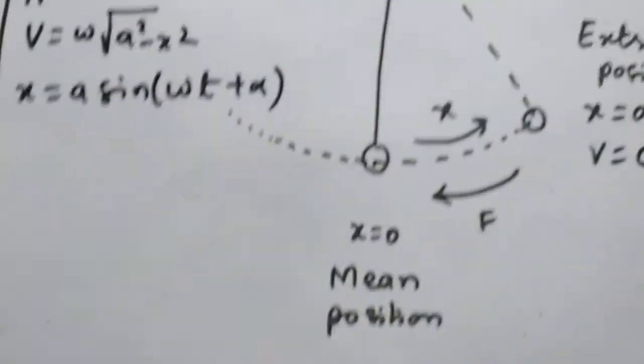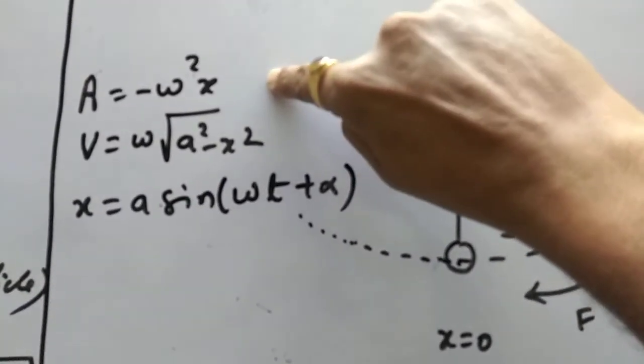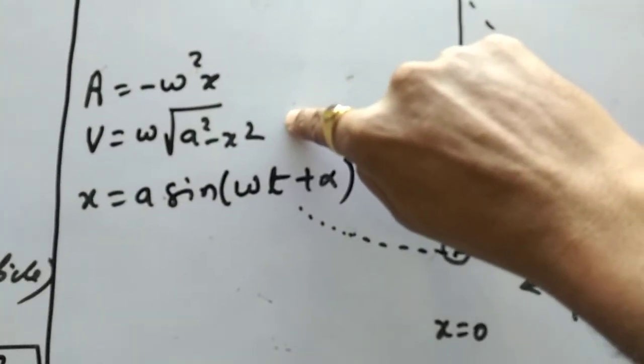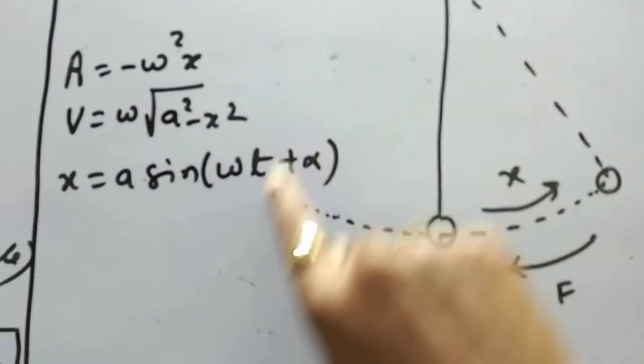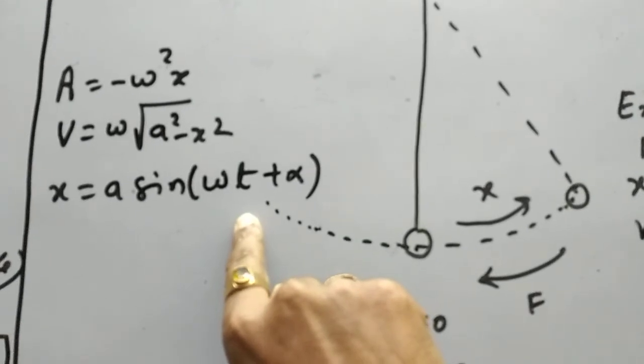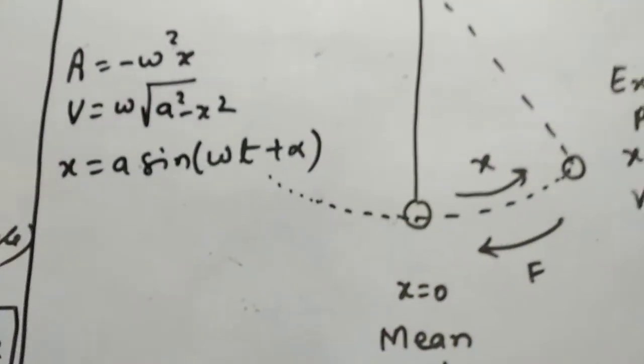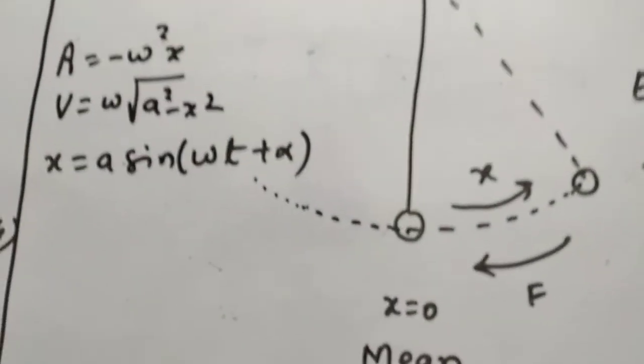So in this way, we derived three equations: acceleration a is equal to minus omega square x, velocity v is equal to omega under root of a square minus x square, and displacement x is equal to a sine omega t plus alpha. And it is very important from the numerical point of view.